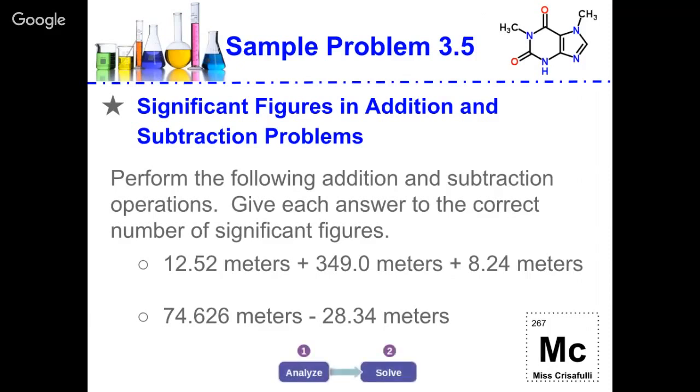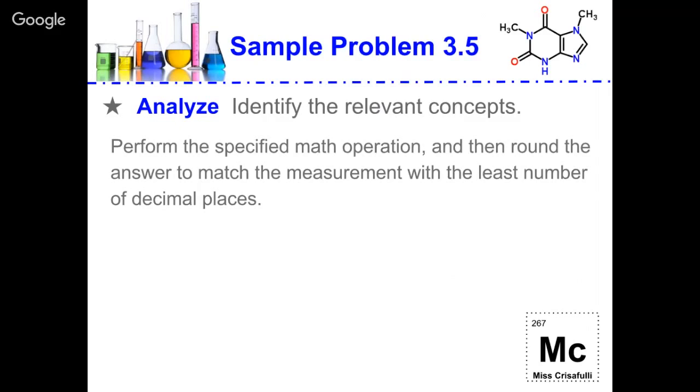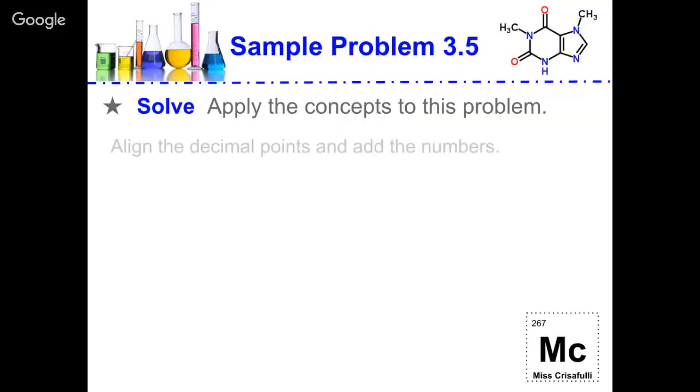And this is a 2-step problem, so we are going to analyze this and also solve. So let's first analyze. We're going to perform the specific math operation, then round the answers to match the measurement with the least number of decimal places. So let's align the decimal points and add the numbers. I am going to align all of our decimal points so they line up very nicely.